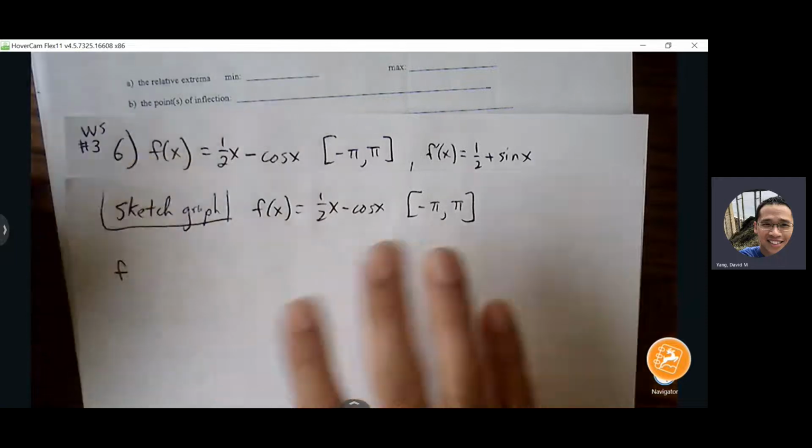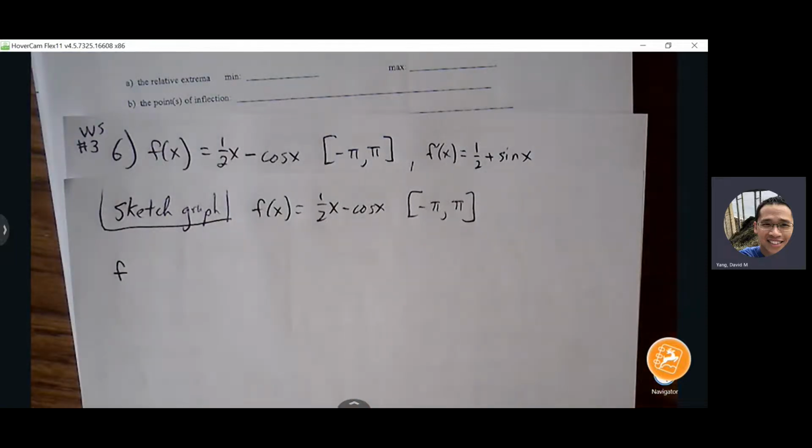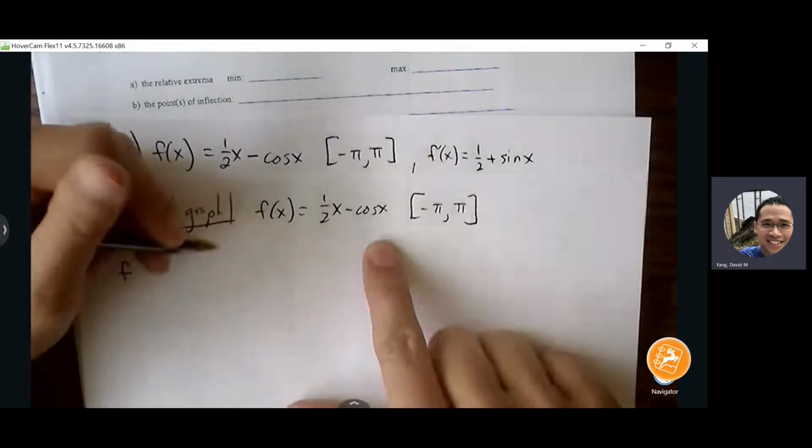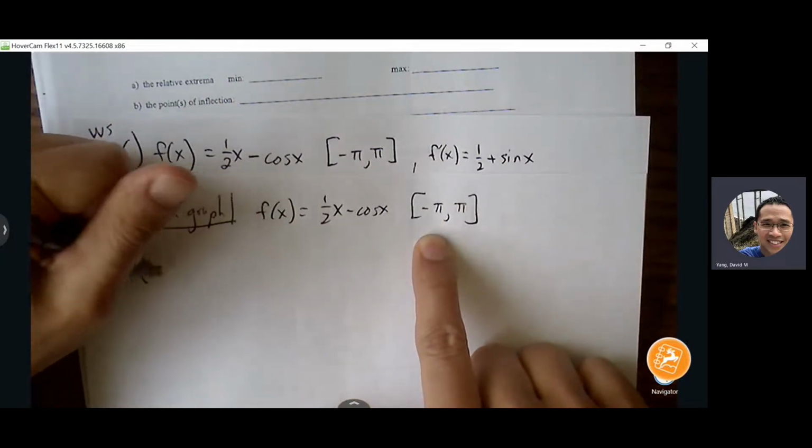So let's start off. Now, if I want to find endpoints and these locations of relative max, relative min, they all go into the original function, right? We're done with the calculus. Now we're just trying to find locations. So let's start off with f of negative pi.